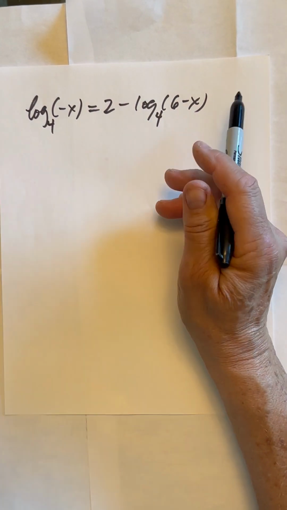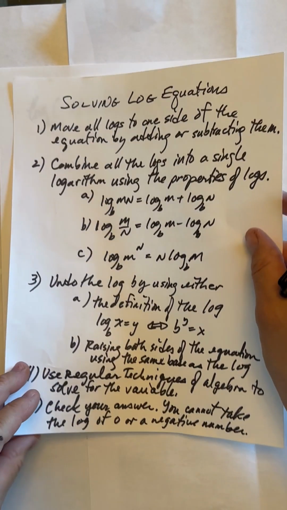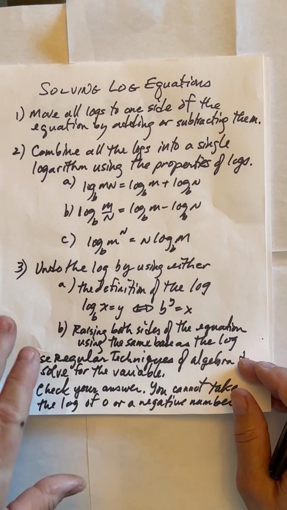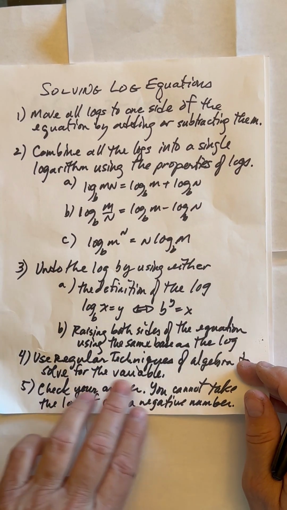So here again, you're applying the same steps. Now, are there different ways of solving this? Of course, there are always different ways. I'm just giving you the set of steps that I know will carry you through pretty much any of the log equations that we're dealing with. So you're going to move all the logs to one side and then combine them into a single log, then undo the log, solve for x using regular algebra, and then check your answer.